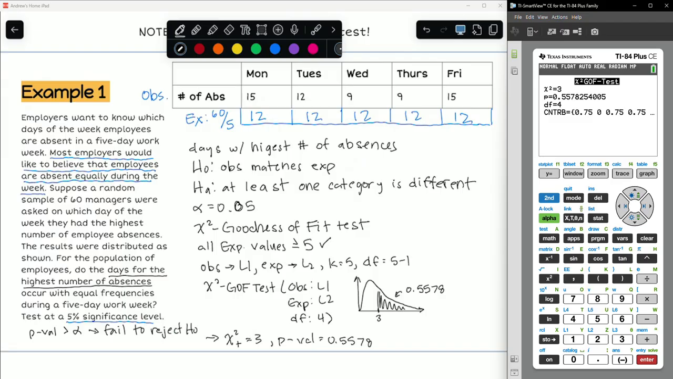Reject the null when p-value is low. P-value is large, we're going to fail to reject. So my summary would be, because my p-value is greater than my level of significance, we fail to reject the null hypothesis. We do not have convincing evidence that the distribution for the highest number of absences is different from an equally distributed distribution.